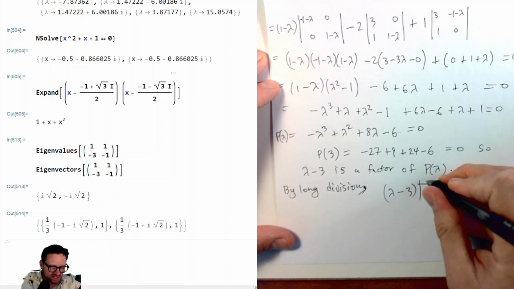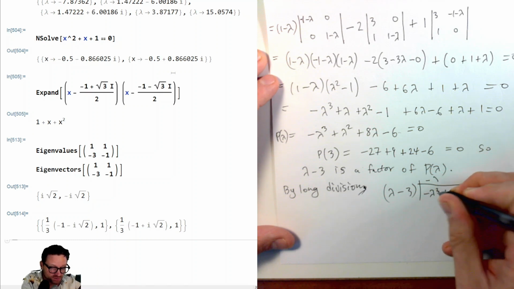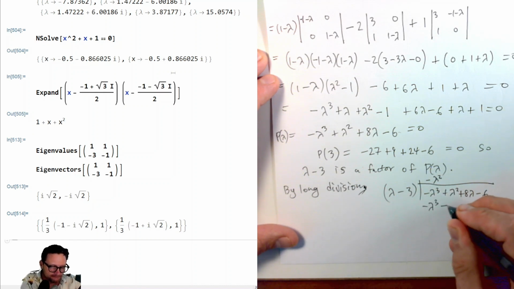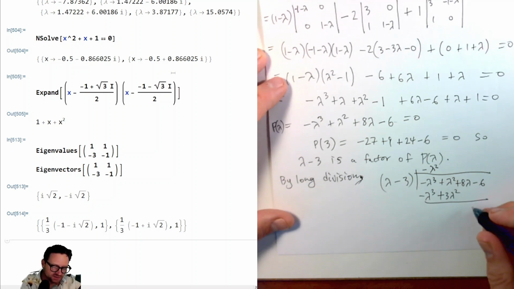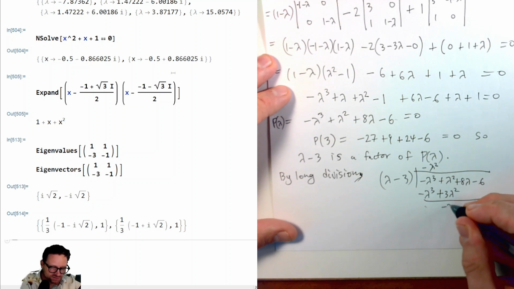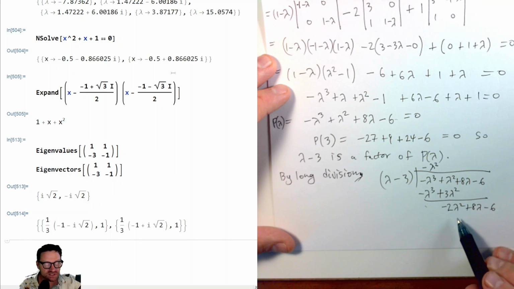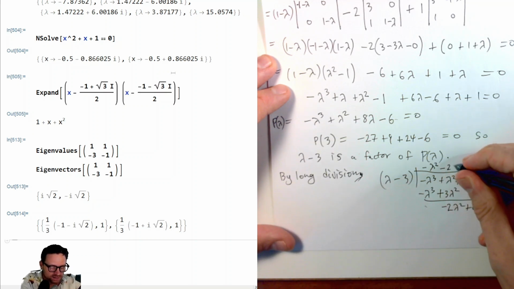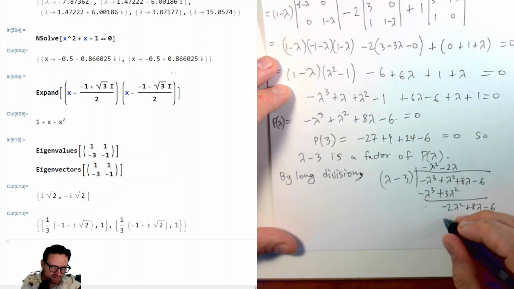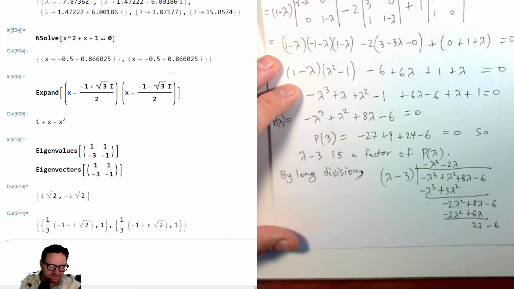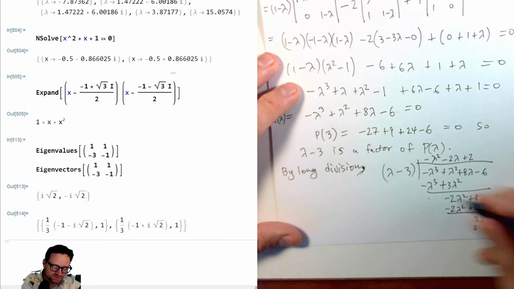Minus lambda squared divided by lambda is minus lambda. Sorry, lambda cubed, right? So minus lambda squared. I take this, I multiply, I write it underneath. Take the difference. These vanish, so we have minus 2 lambda squared plus 8 lambda minus 6. Minus 2 lambda squared divided by lambda is minus 2 lambda. I take this, I multiply, I write it underneath. Take a difference, we've got 2 lambda minus 6. 2 lambda divided by lambda is 2. So then the product is 2 lambda minus 6. So we have a 0 remainder there.